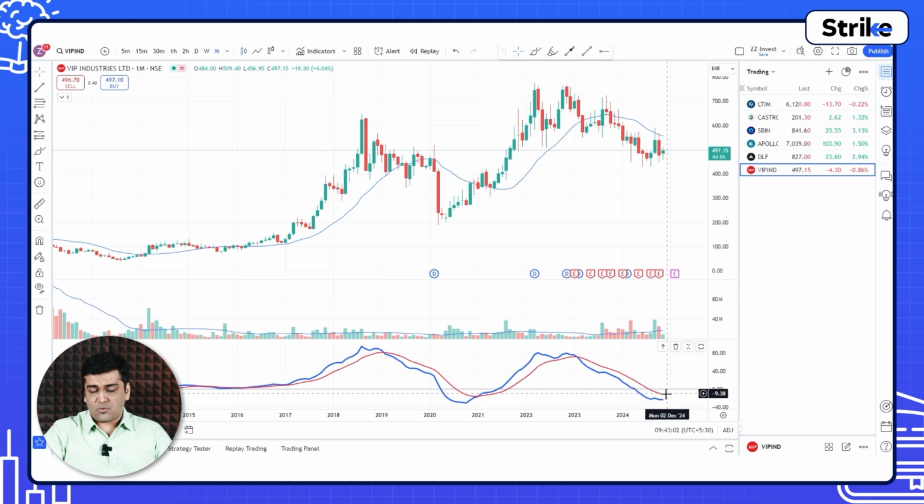So now what can be done? If you want to buy the stock for a couple more months, we will wait for the MACD to give a buy crossover. Along with that, prices to cross above the 20-month simple moving average, right?